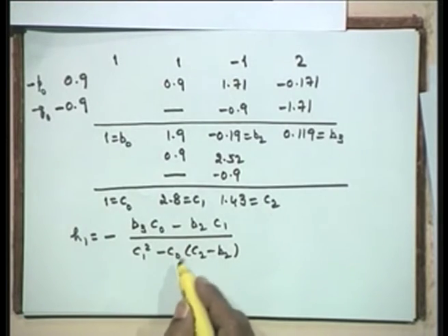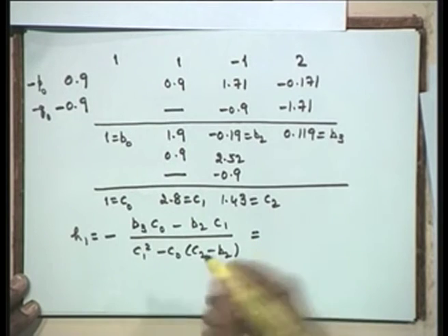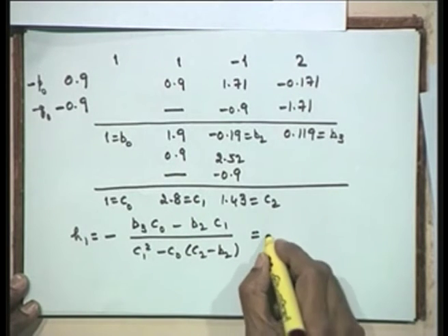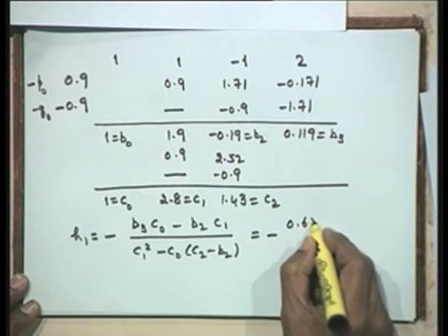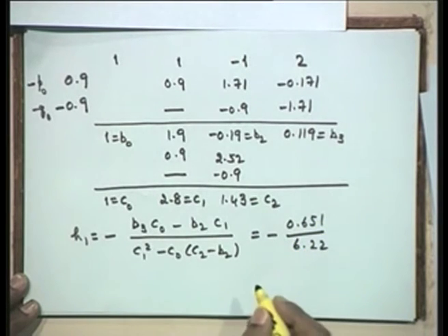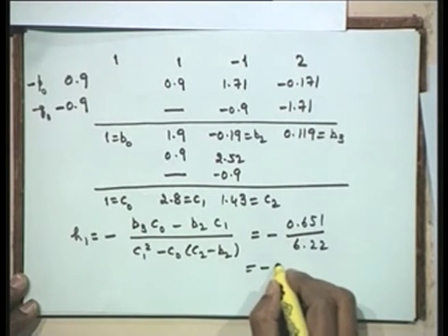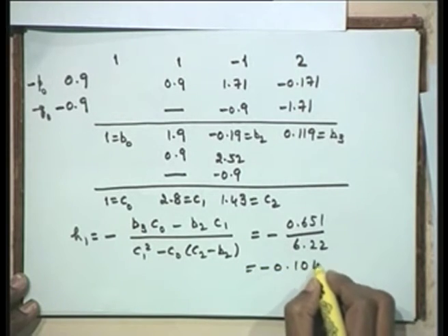Now, let us first evaluate it, so that we can have the other quantity. So, this comes out to be, I have the value here with the minus sign, the numerator is 651 and the denominator is 6.22. So, I have this value as minus 0.1047.